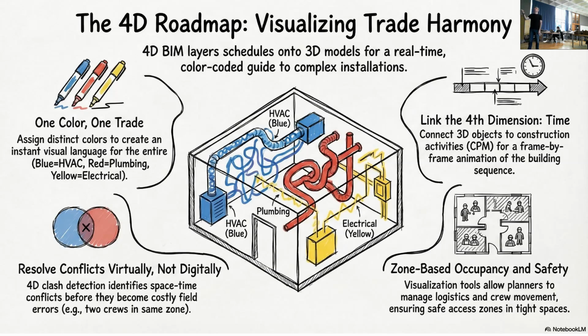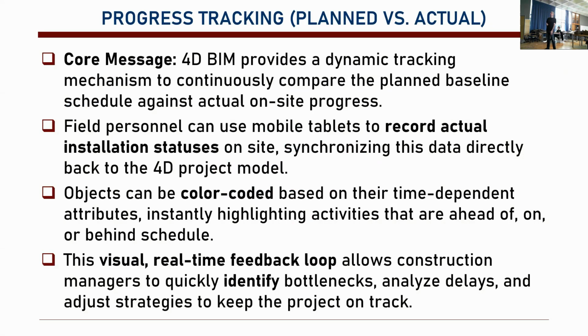So, visualizing the trade harmony. Different trades should be working together in a way that they are not intervening with each other's work. That's what we are trying to achieve. And of course, progress tracking, planned versus actual. We want to see how we are doing on the construction site. We don't want to be too late, and we don't want to take too many risks.